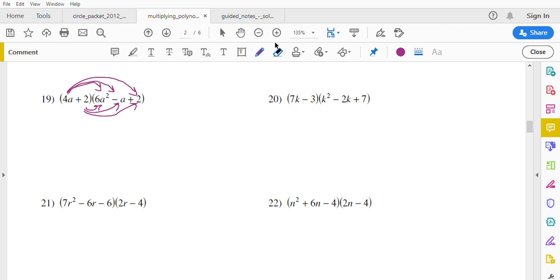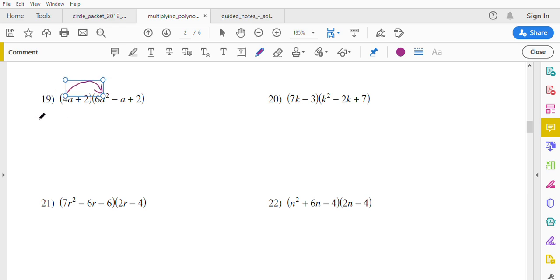A very common mistake I see people make is they don't get 6 results. They miss one along the way. This is where, if you like to use the box method, it comes in very handy. It's a little time consuming, it takes up a little bit more paper, but we'll do one of those like this. Okay, so first we'll say 4a times 6a squared.